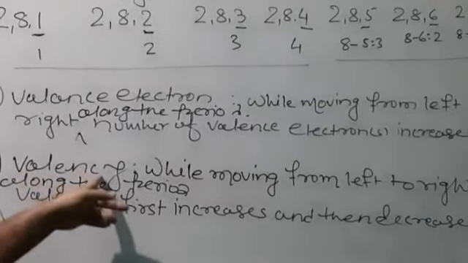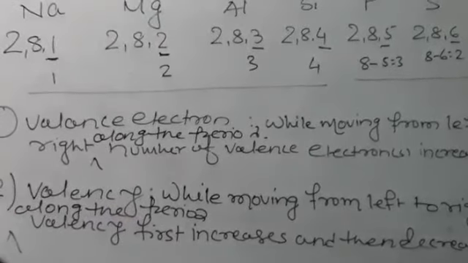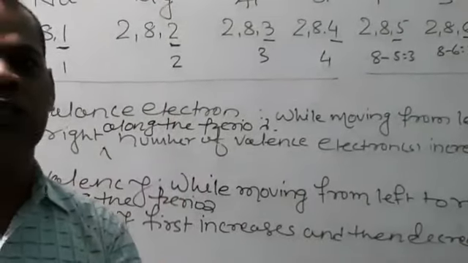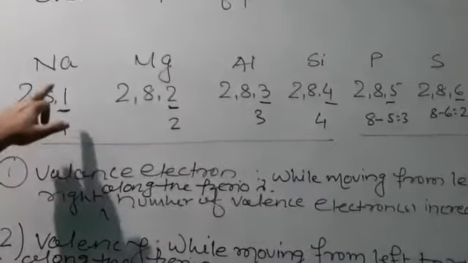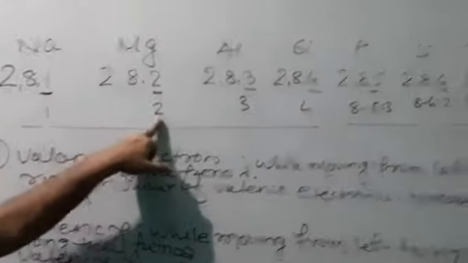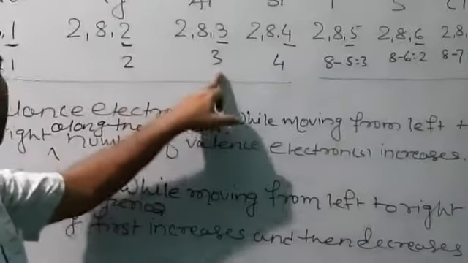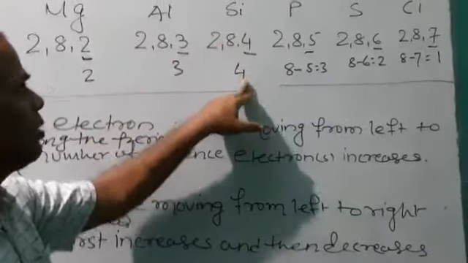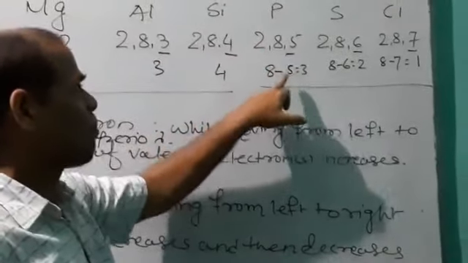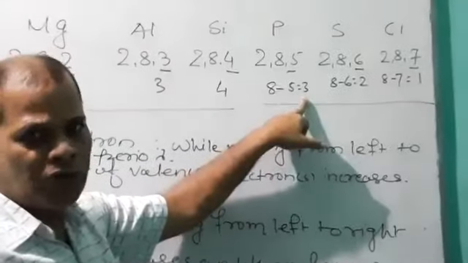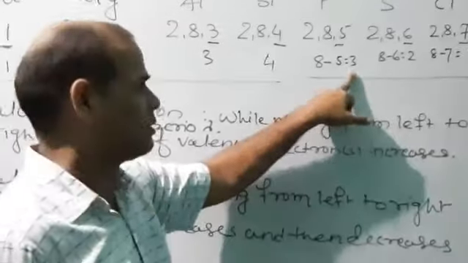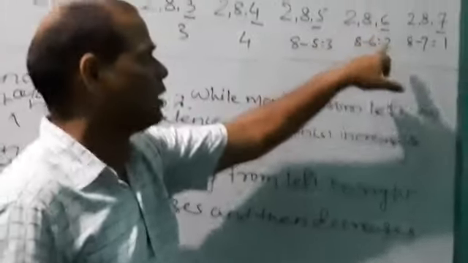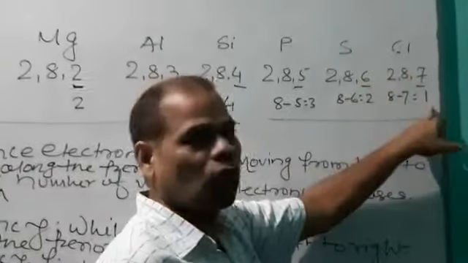Again, come to the valency. What is the valency? Combining capacity of an element is called valency. So now you see that sodium has valency 1, magnesium has valency 2, aluminum has valency 3, silicon has valency 4, phosphorus has valency 8 minus 5. After 4 we find the valency by subtracting from 8. So valency of phosphorus is 3, sulfur is 2, chlorine has 1.